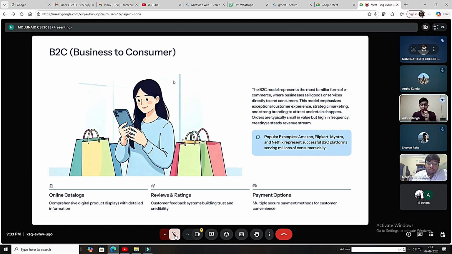revenue. So B2C platforms use online catalogs to display products and clear details, reviews and ratings to build trust among buyers, and multiple secure payment options for convenience. Well-known examples of B2C businesses include Amazon, Flipkart, Myntra, and Netflix, which serve millions of consumers every day. Next slide, please.